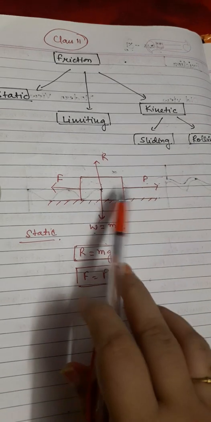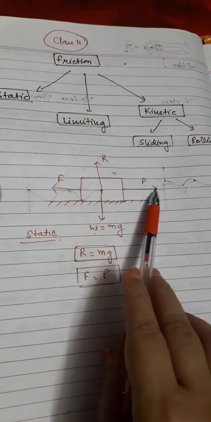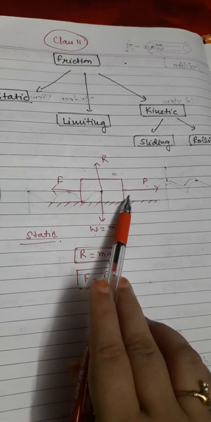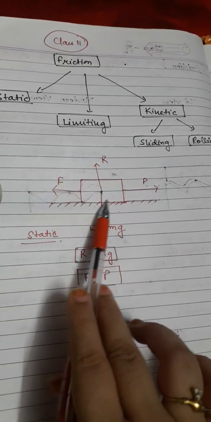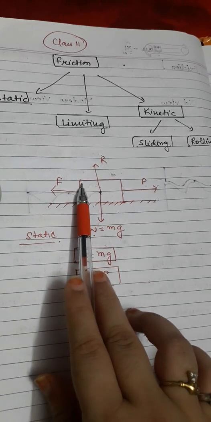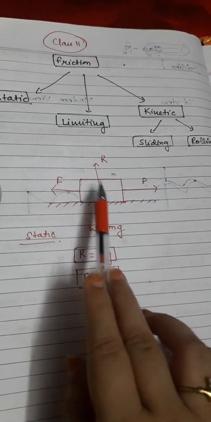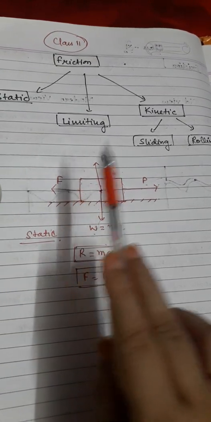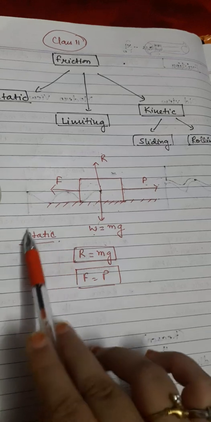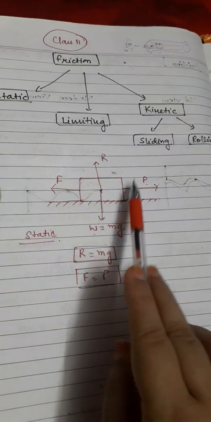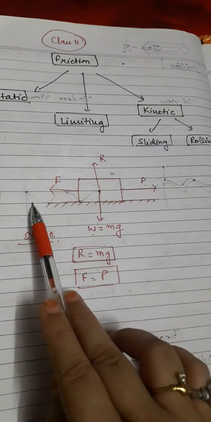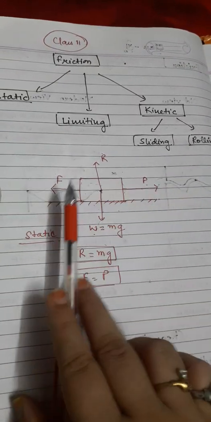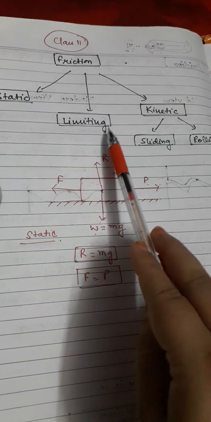Now what I will do is increase the amount of force, the magnitude of P. Till before the moment the block is going to start, the static friction will be at its peak, having its maximum value until the motion of the object starts. So the maximum value of static friction can also be called limiting friction. That is the second friction I am talking about.